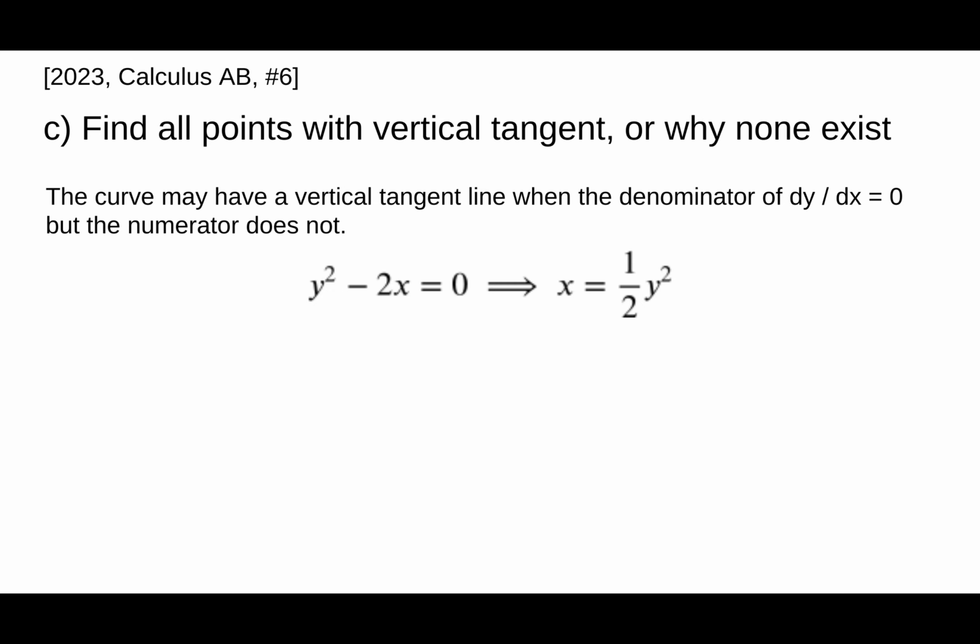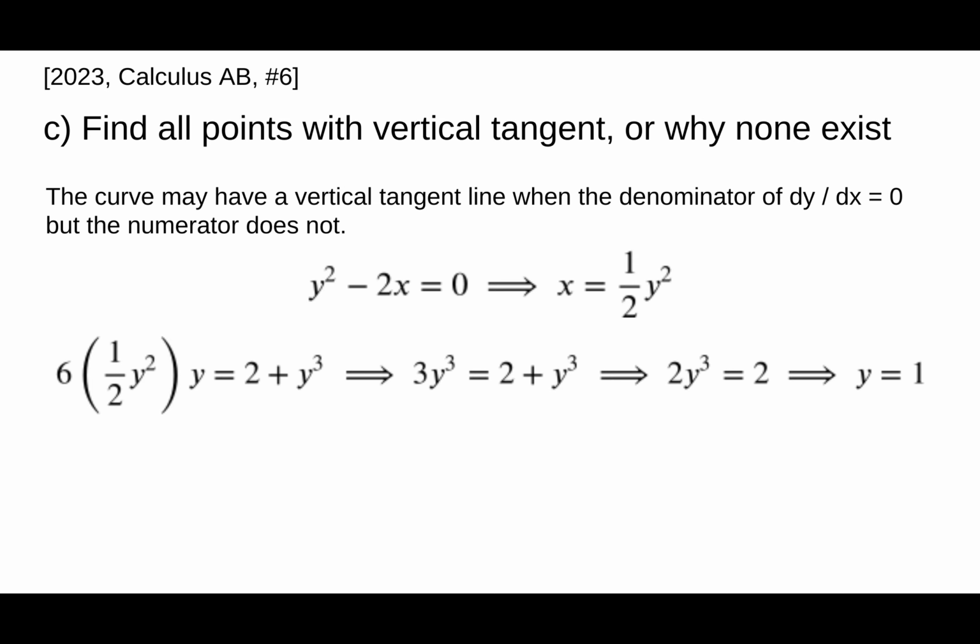There could be a lot of different places where this happens. Notice we're not limited or stuck with just a specific value of x or y. We happen to have a relation between x and y where this could happen. All right, and we can approach it the same way as we did in part B. We're going to take what we know and substitute it back into our original implicitly defined function. So I take x, replace it with 1/2 y squared, and I simplify. So 6 times 1/2 y squared times y is going to equal 2 plus y cubed.